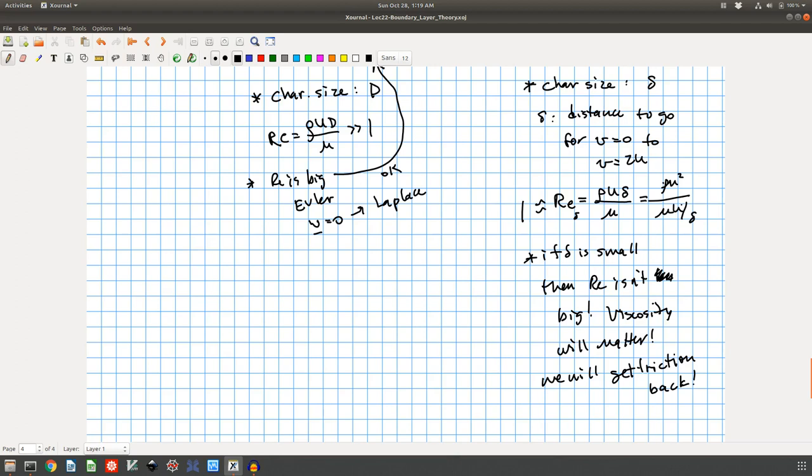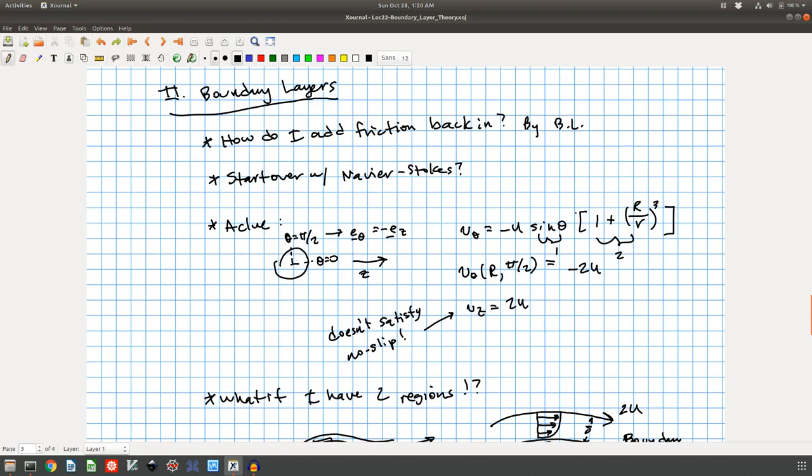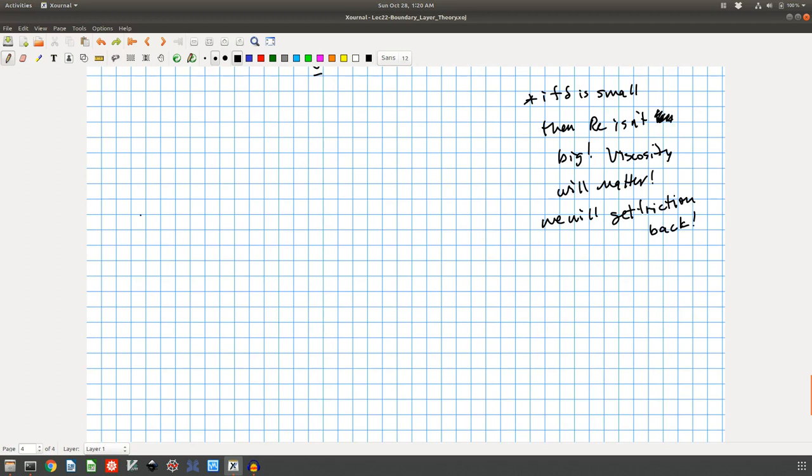So at some point, that's going to happen. As I get smaller and smaller with delta, they'll get to be order 1. That's where my boundary layer is going to matter. So that's D'Alembert's paradox. That's the resolution with boundary layers. So let's talk a little bit more about boundary layer theory.